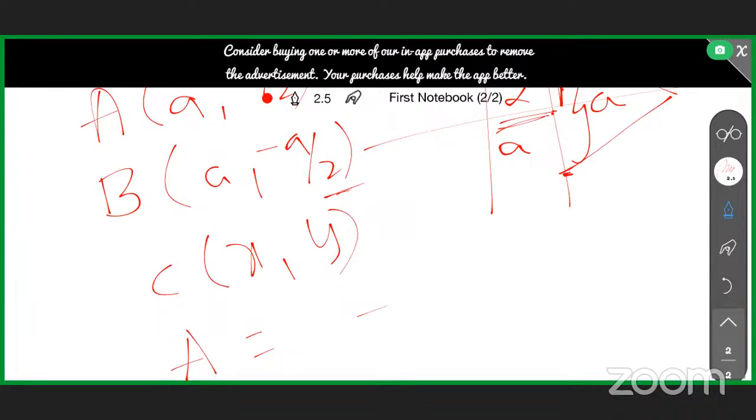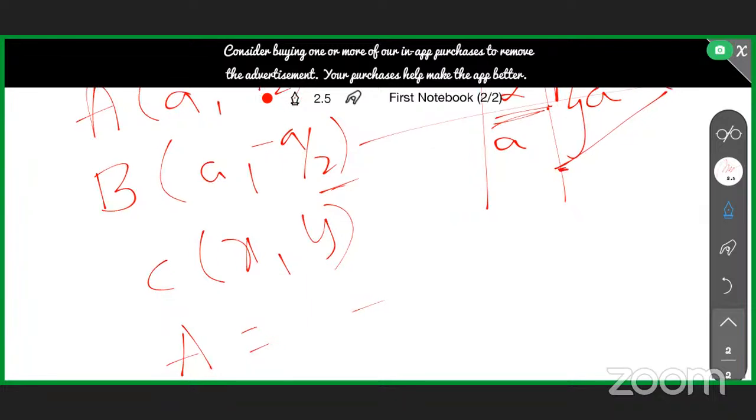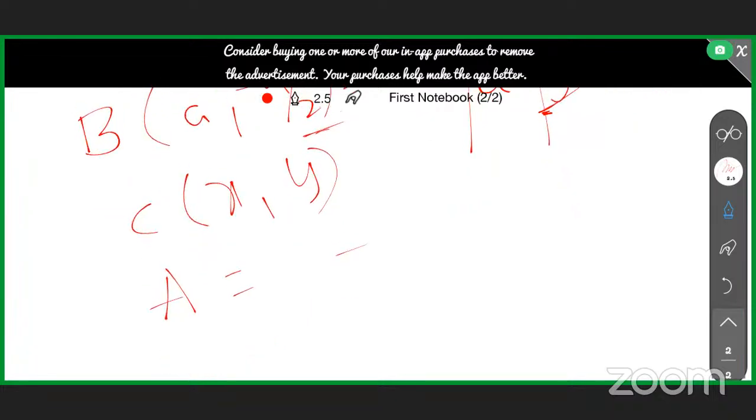Dear student, do you understand why you are getting a square by 2? Hello, dear students. Yes, sir. Okay, please use the area of triangle formula.